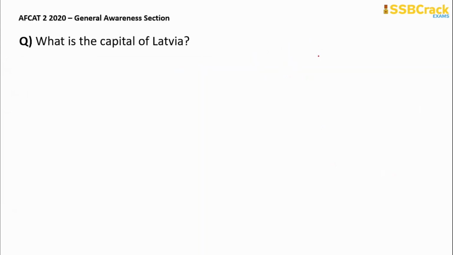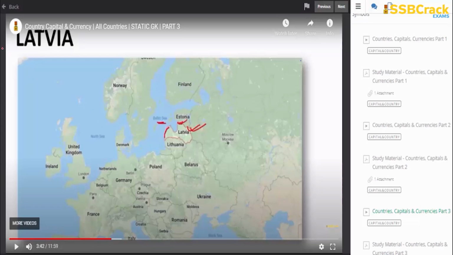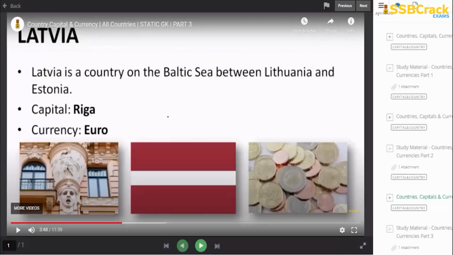So let's start. The first question is, what is the capital of Latvia? So the answer is Riga. Riga, it is the capital of Latvia. It is a question asked directly from our lessons that we have discussed, the country's capital and currency series. The question is directly from here. See, we have already discussed this, right?